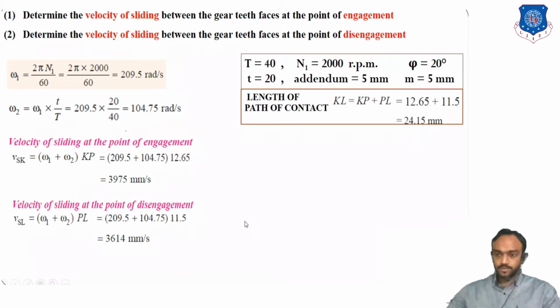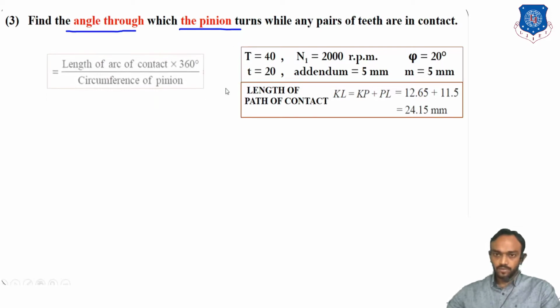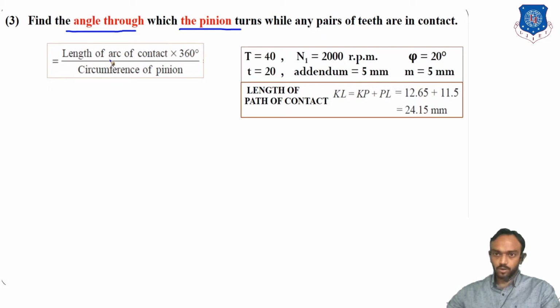Okay. So after that, the last point of our example, which is asked, is the angle turned by the pinion. And you know the formula for the angle turned by the pinion, which uses the length of arc of contact, which we have to find first, and after that the circumference of the pinion. These two things we have to find first and second, and then we put them in this formula so we can find the angle through which the pinion is turned.